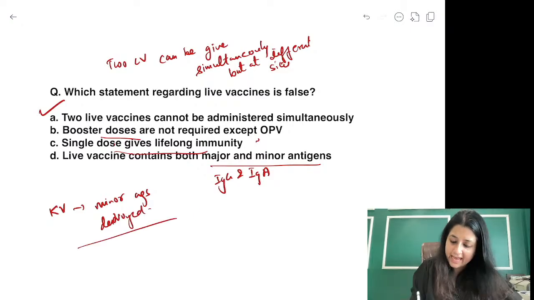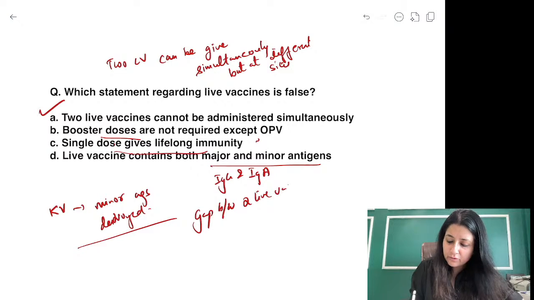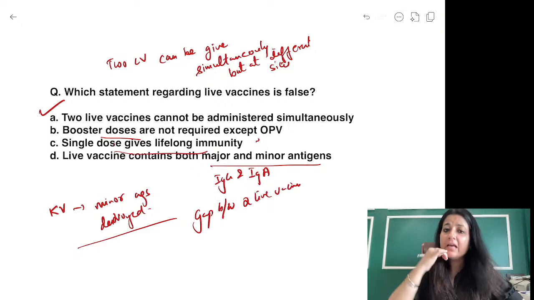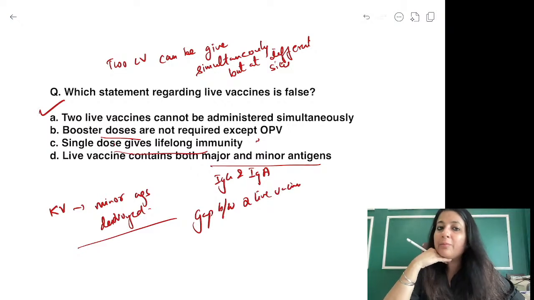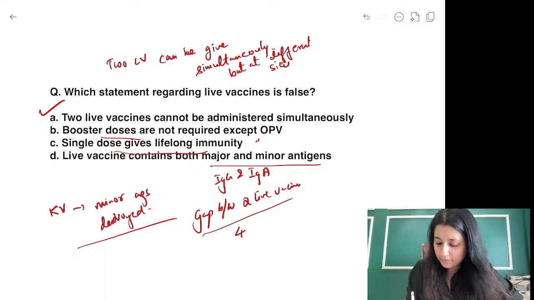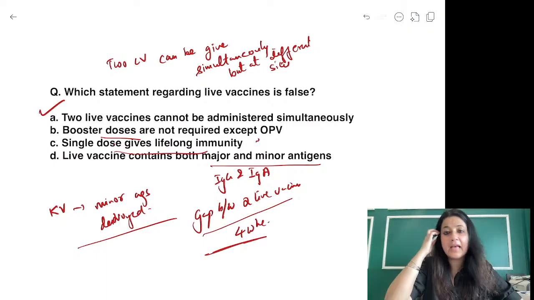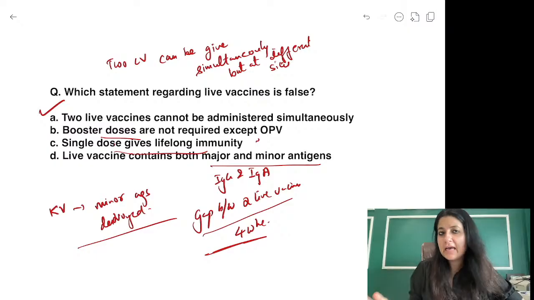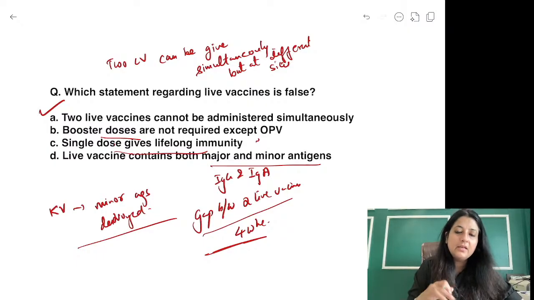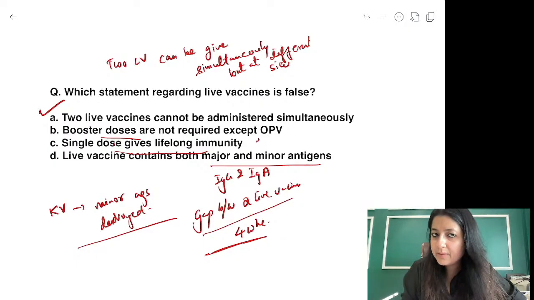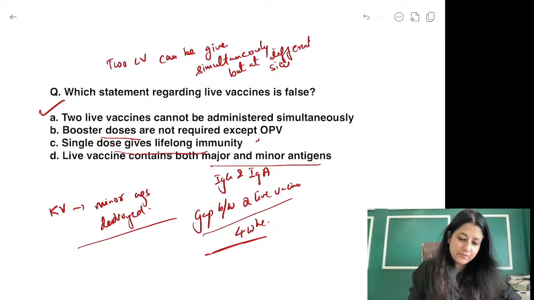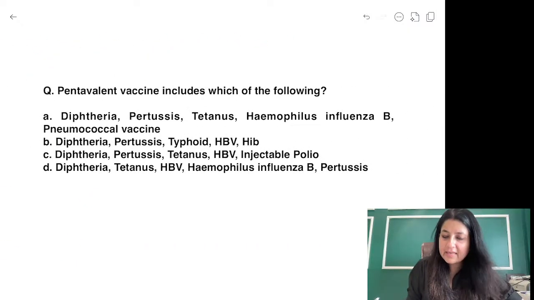Now guys, for the gap between 2 live vaccines, theoretically it is 3 weeks, but practically we tend to keep a gap of 4 weeks. If a gap is needed, we tend to keep it at 4 weeks. Theoretically it is 3, but to make the vaccines effective, we keep a gap of 4 weeks. Okay, let's go to the next one.